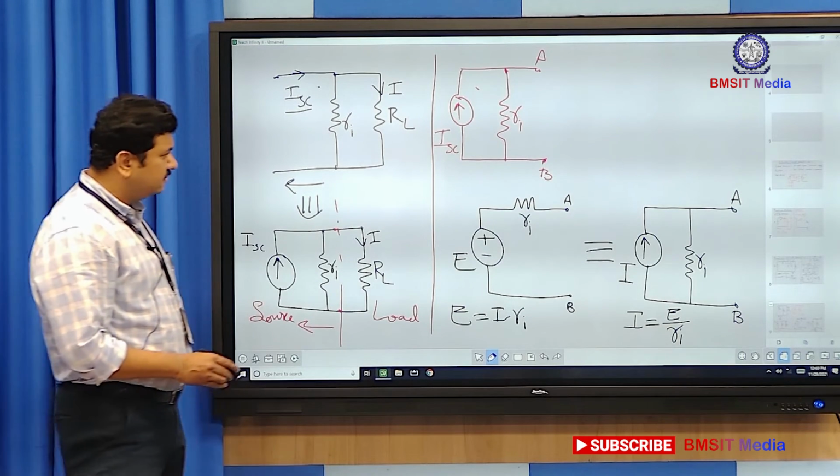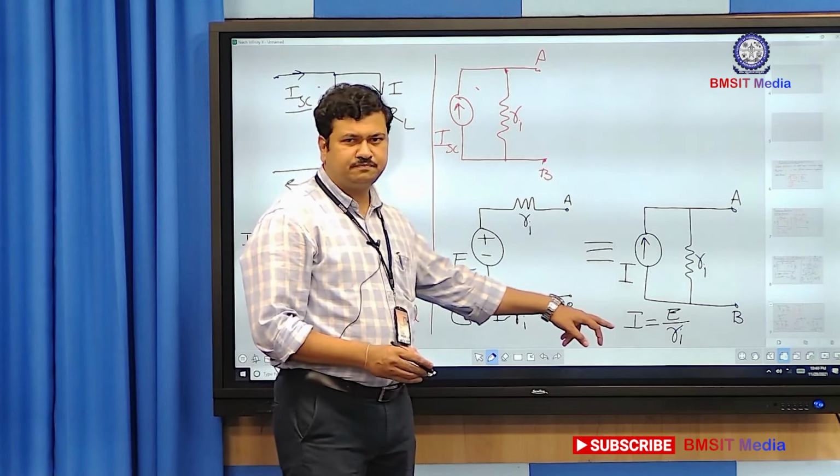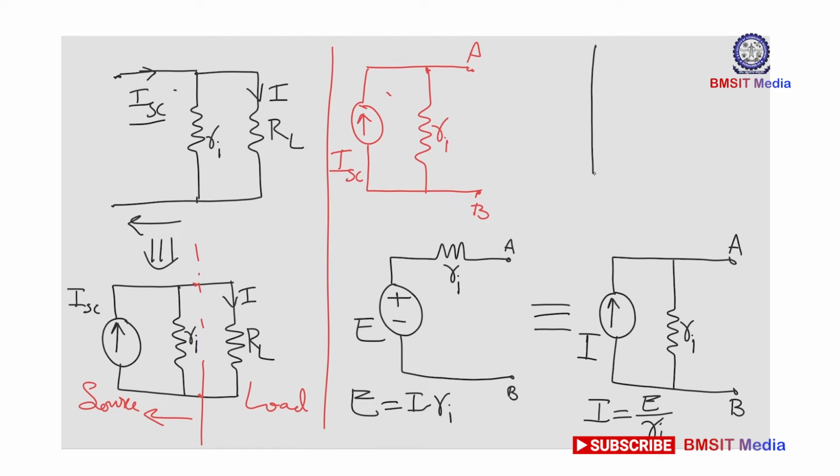Now, if I observe the characteristic of a current source, the EI characteristic of a current source.